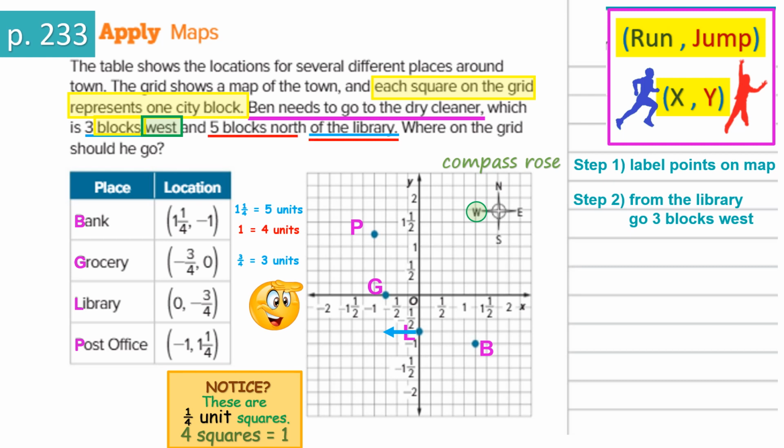So when I count 5 blocks north, once again, north on my compass rose is straight up. So I'm going to count up 1, 2, 3, 4, 5, and then I can put my point. Once I put my point, then I know that that is where my dry cleaners is. So I would label it DC for dry cleaners.